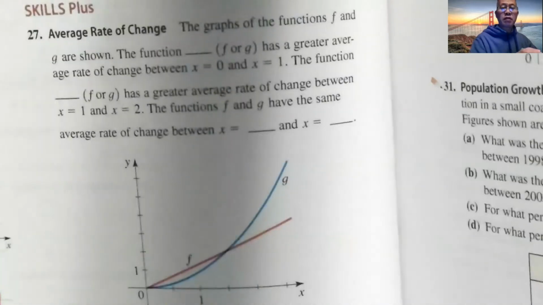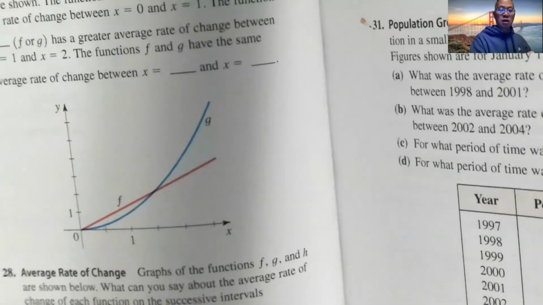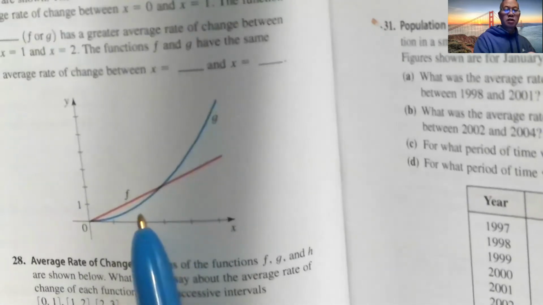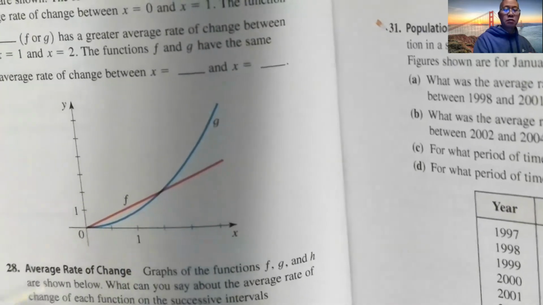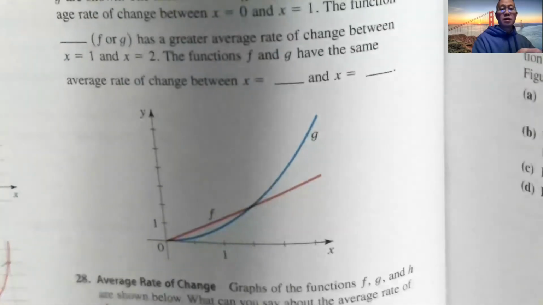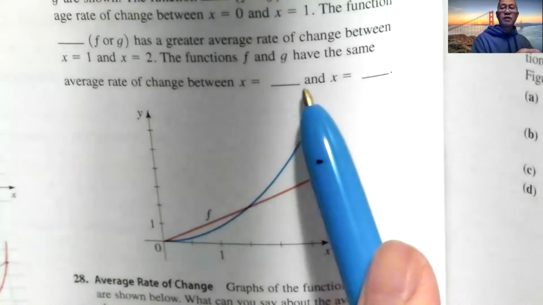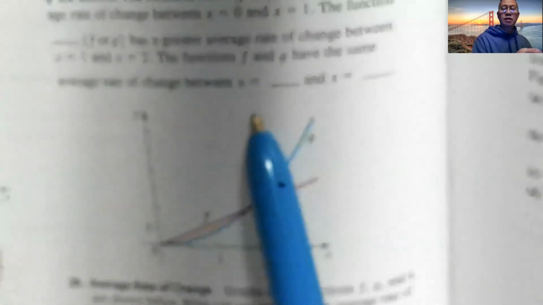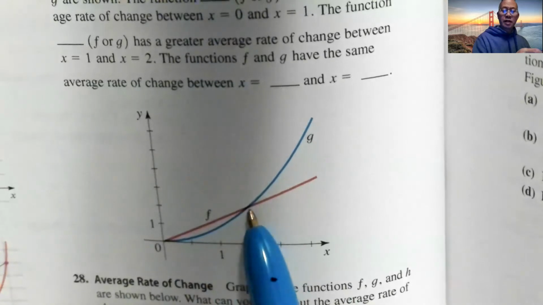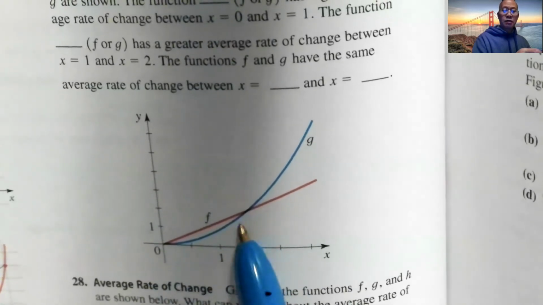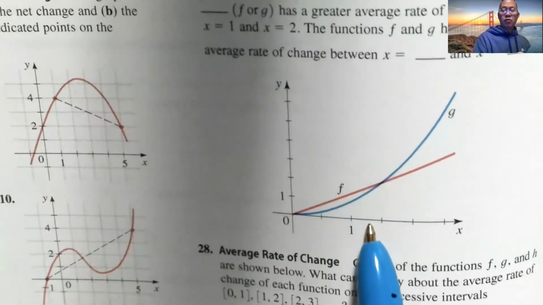The function G has a greater average rate of change between 1 and 2. Well, G catches up to F, so it has a greater rate of change, greater slope. Okay, and the functions have the same average rate of change between what and what? Well, from 0 up to here, then of course they match, so they would have the same average rate of change from 0 to 1.5. This is 0.5, right? 0.5, 1, 1.5. So between 0 and 1.5.